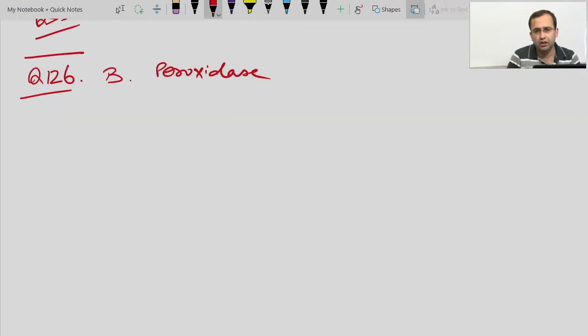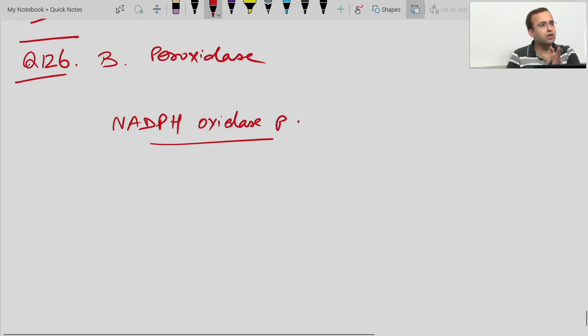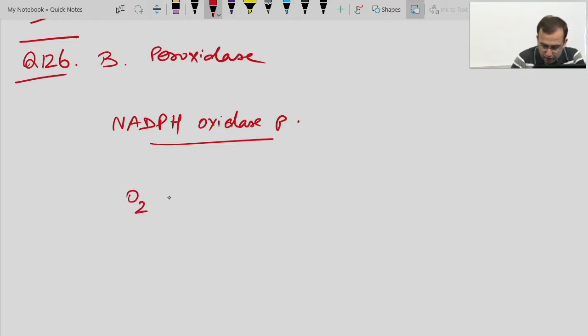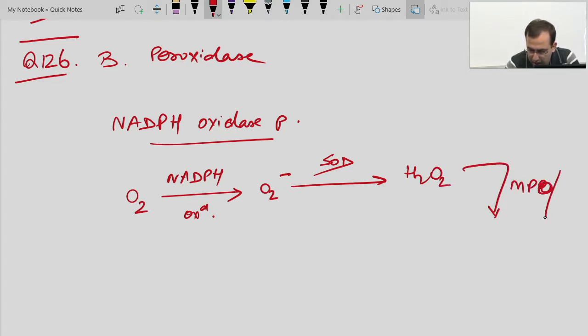This we have already seen earlier in this paper, that is the NADPH oxidase pathway. How does it act? Oxygen is converted by the action of NADPH oxidase to the superoxide anion. This superoxide anion is then converted by superoxide dismutase to H2O2, which is then acted upon by myeloperoxidase and chloride, leading to the formation of hypochlorous anion. We have already seen this. So the main is peroxidase.